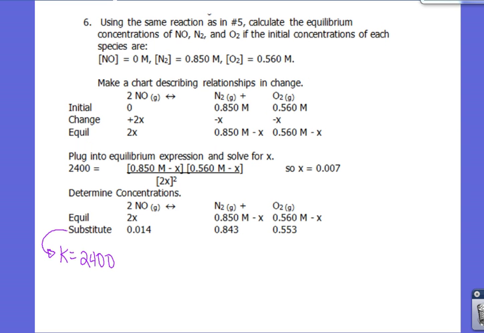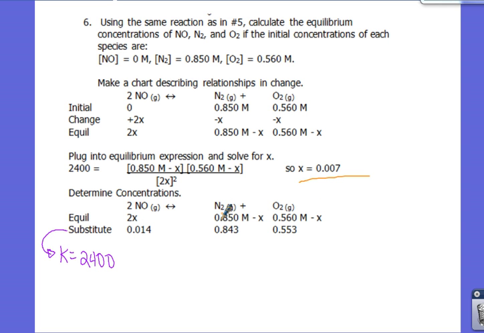Number 6 is the same thing, except this time we don't have any reactants. It's actually the exact same compounds and reactants. This time we're subtracting from the products, adding to the reactants. I still used the solver function. I've got 0.007, and plug that back in and solve for K.